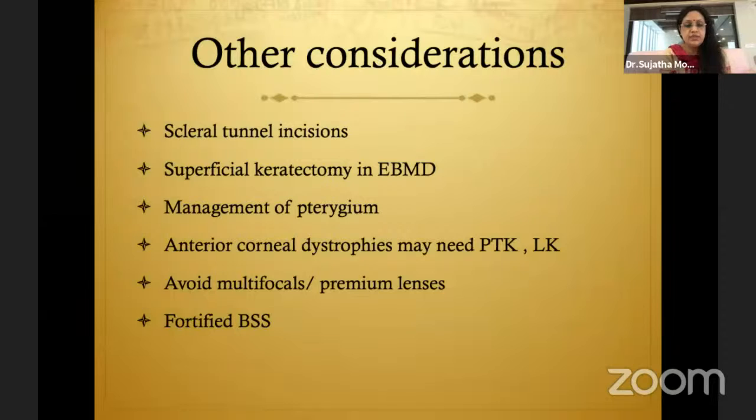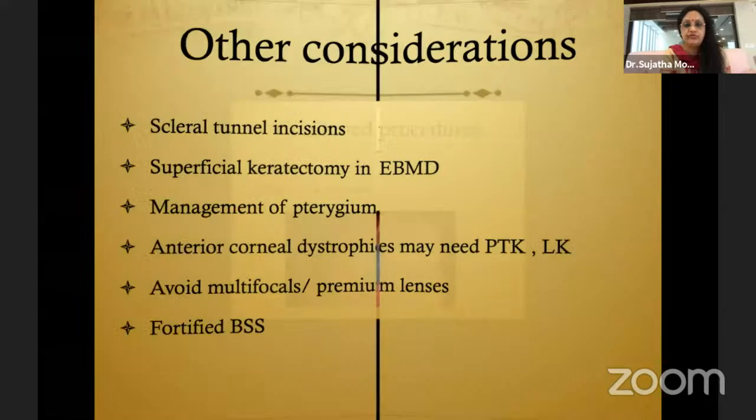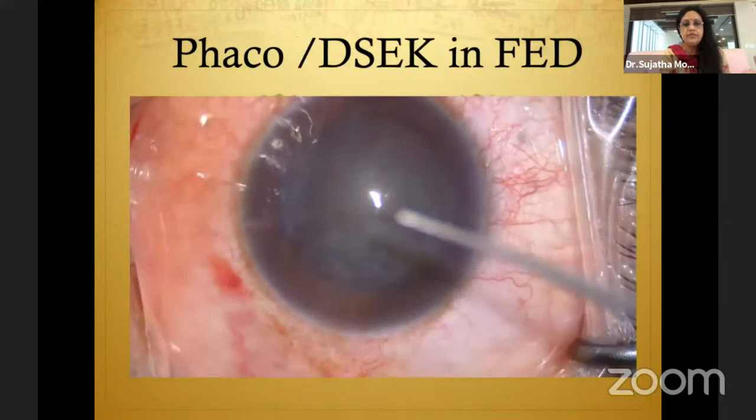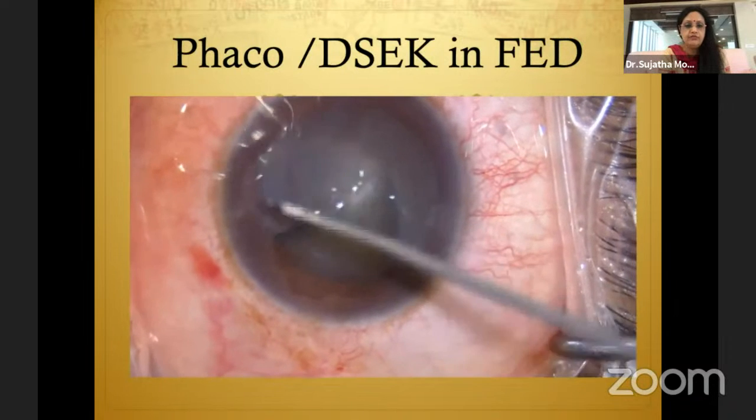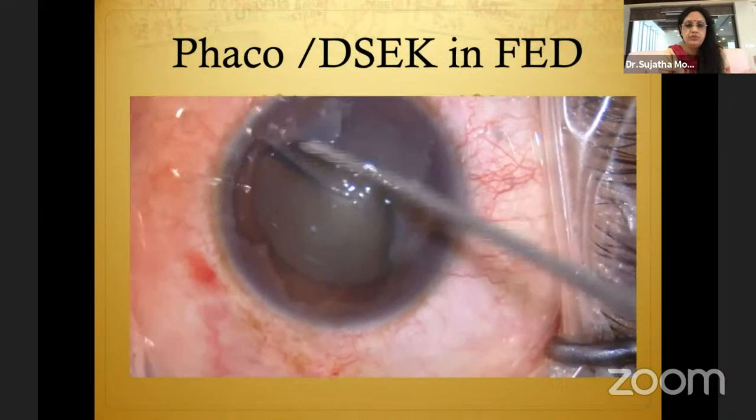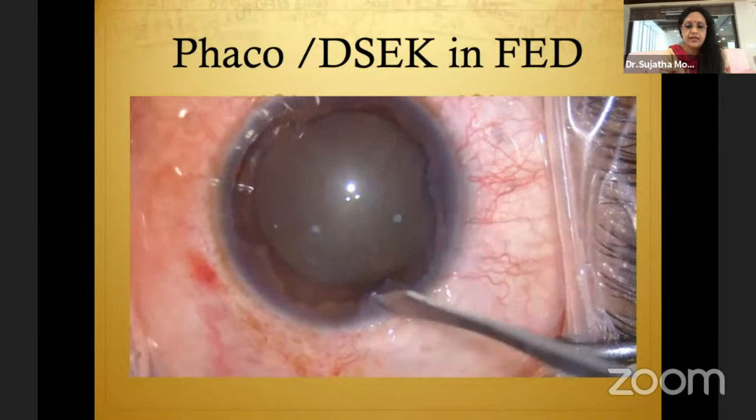Other considerations are scleral tunnel incisions, and just make sure that patients who have other problems such as EBMD and anterior corneal dystrophies are taken care of. So this is one of my patients who had a DSEK in Fuchs endothelial dystrophy. You see how beautifully the epithelium has come off.